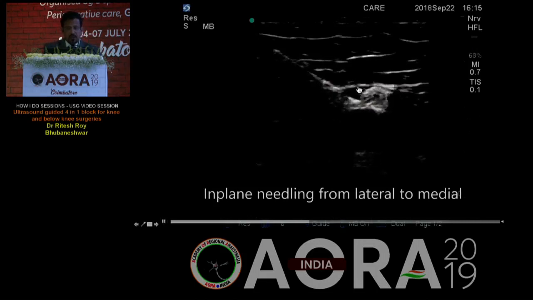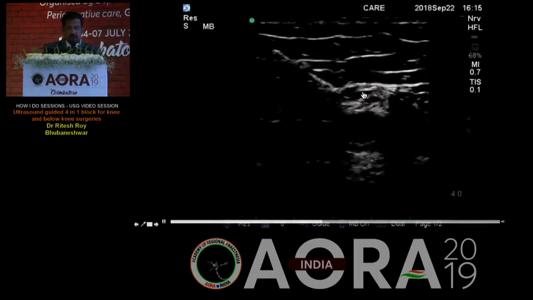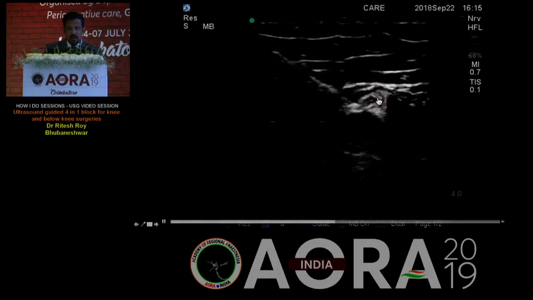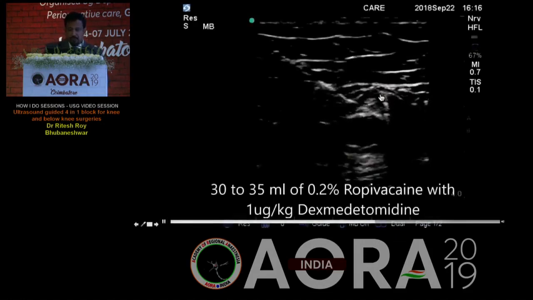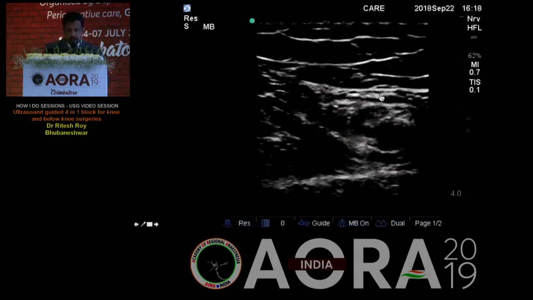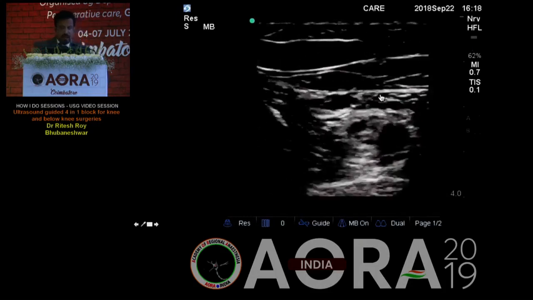First injection, we slightly try to hydrodissect that plane, then we slightly advance the needle, and as I inject, you will see the artery dipping down. You can see the spread of drug in the adductor canal.